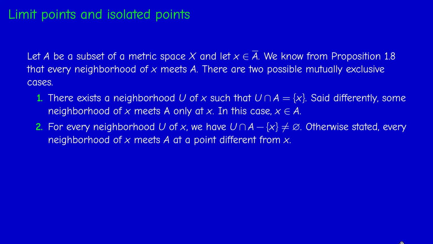Now, the other possibility is that the intersection is not equal to {x}, but at the same time, it's not empty. So for every neighborhood U of x, U intersected with A is not empty and different from {x}. When I remove x, I get something non-empty. Otherwise stated, every neighborhood U of x meets A at a point different from x. Now, in this case, x could belong to A or not. It depends. Both possibilities occur.